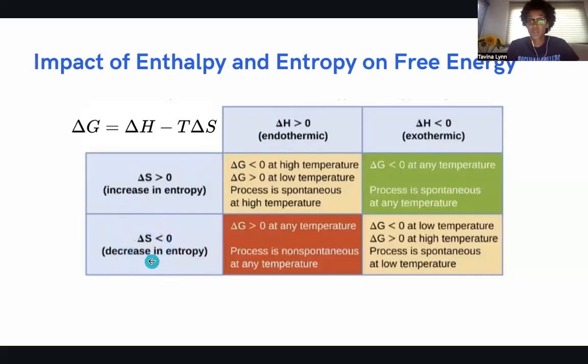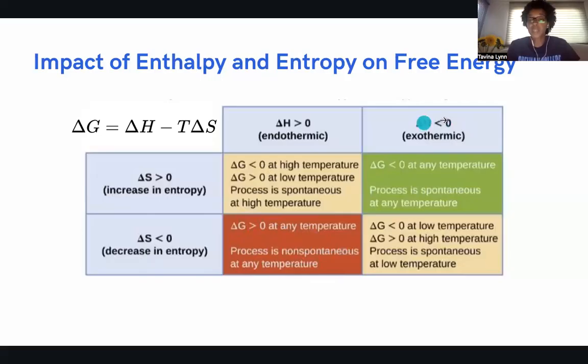Now, if we have a system where delta S is less than 0, so this term here is negative, this negative times this negative will cancel out and be positive. We see that it doesn't matter what the temperature is, delta G will always be greater than 0. It will always be positive at any temperature. So under these two conditions, delta H greater than 0 and delta S less than 0, the process will always be non-spontaneous at any temperature, right?